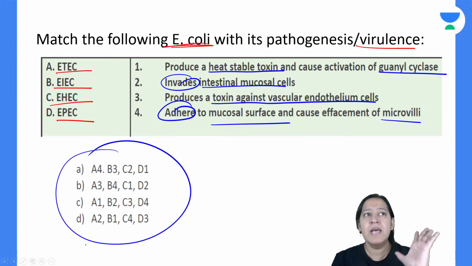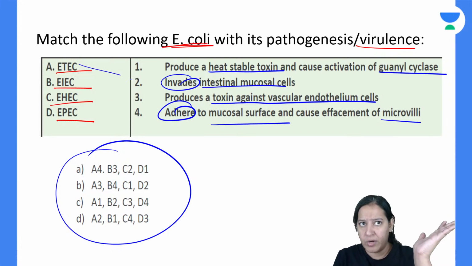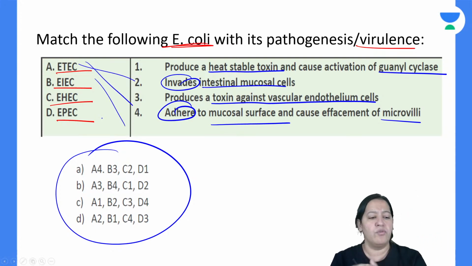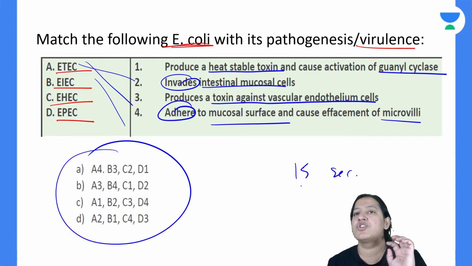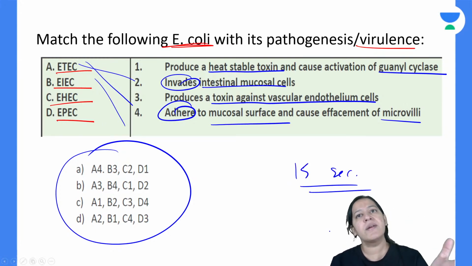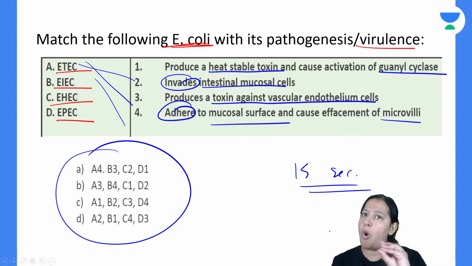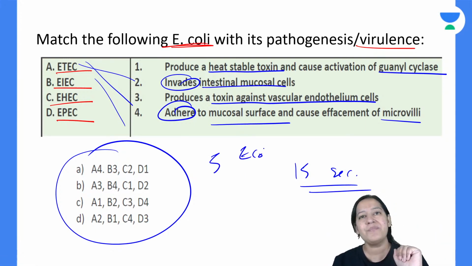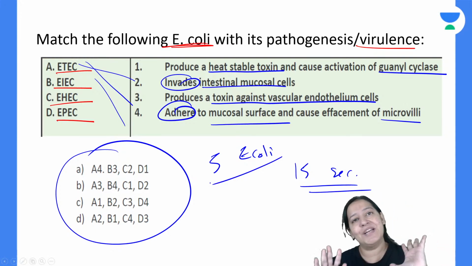These are your options. Now you have to match it. You will match A with 2, 3, or 4. So whatever you wish, you can do it. I will give you 15 seconds. It is a difficult question. Everyone try it out. Write your answer in the chat box. Then I will teach you all 5 types of E. coli. Then I will come to the question again so that your concept is clear.